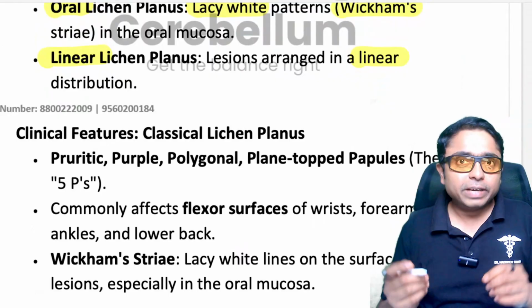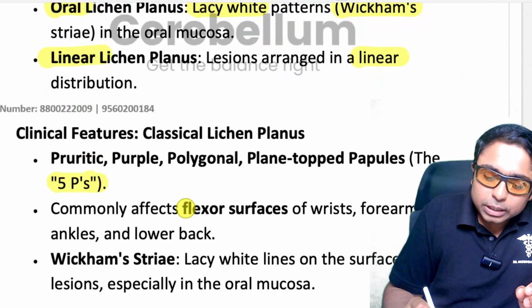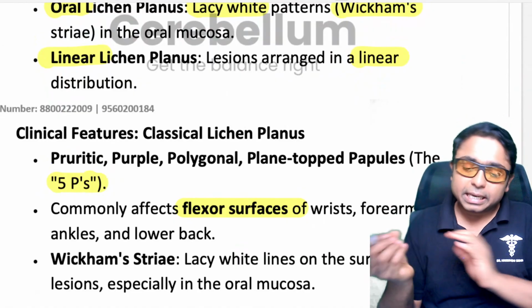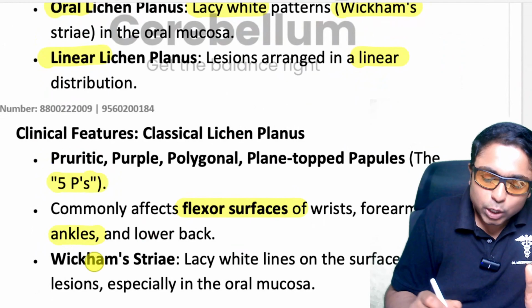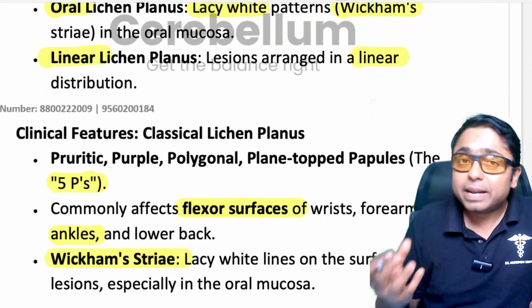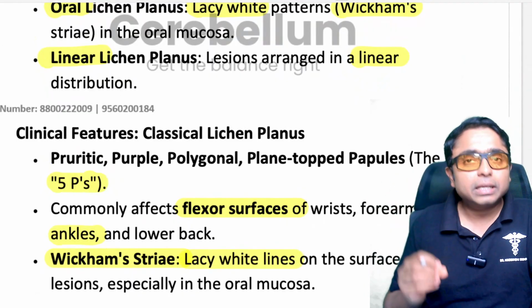Coming to the clinical features, so we have already seen what are all the 5 P's. Okay, so the involvement is mainly going to be in the flexor surfaces, mainly the wrist, forearms, ankles, and the lower back. And Wickham's stripe can also be seen, very important, not only in the oral mucosa but also in the skin as lacy white lines.